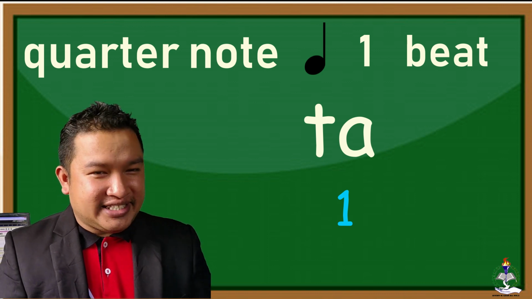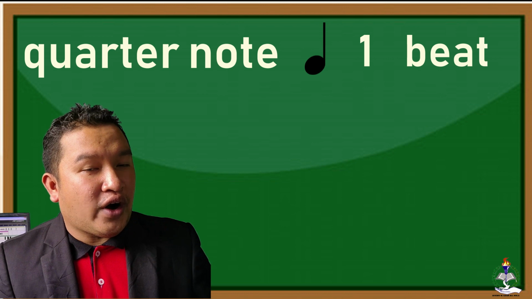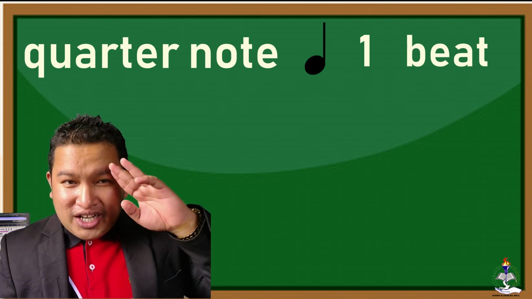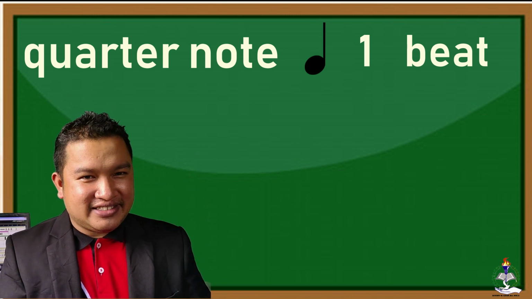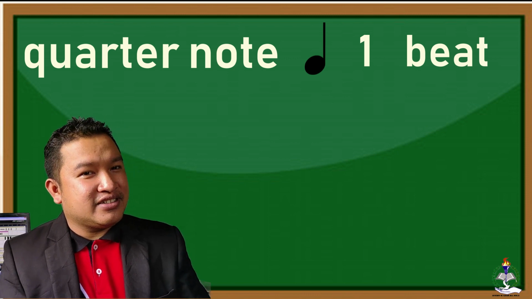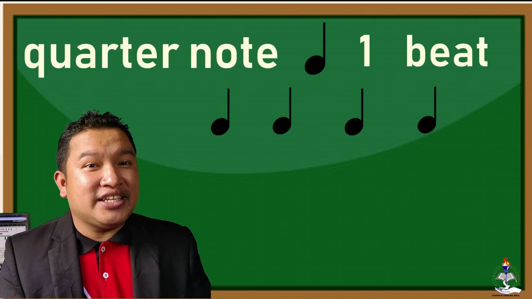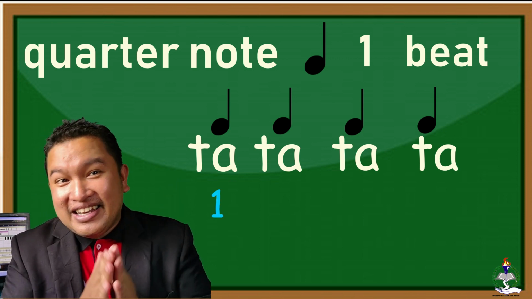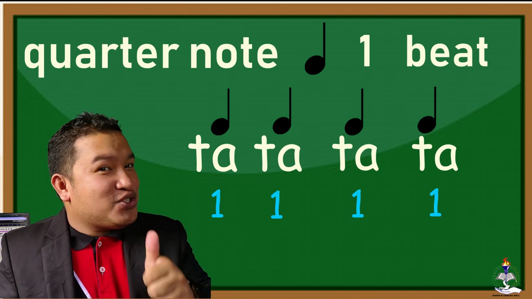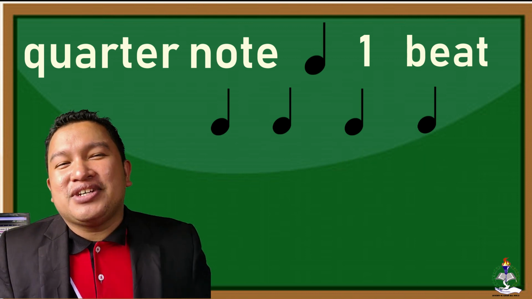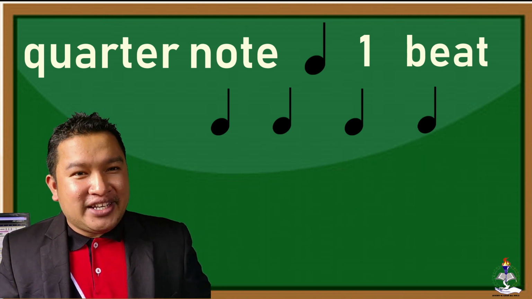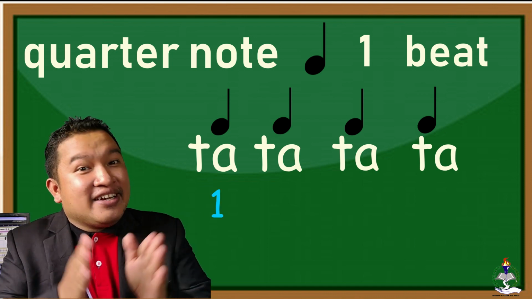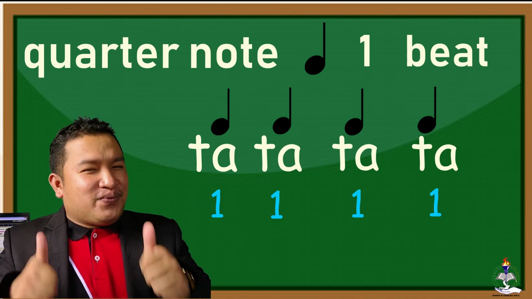Now, let's clap once and say the syllable ta in the count of 1 following the timing of the rhythm. But I'll do it first, so watch and listen carefully. 1, 2, ready, start. Ta, ta, ta, ta, or 1, 1, 1, 1. Did you understand? Now, let's do it together. 1, 2, ready, start. Ta, ta, ta, ta. 1, 1, 1, 1. Very good.